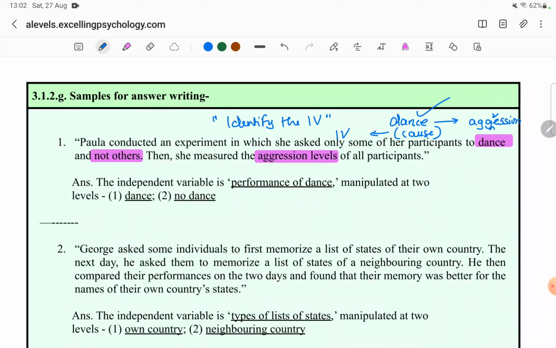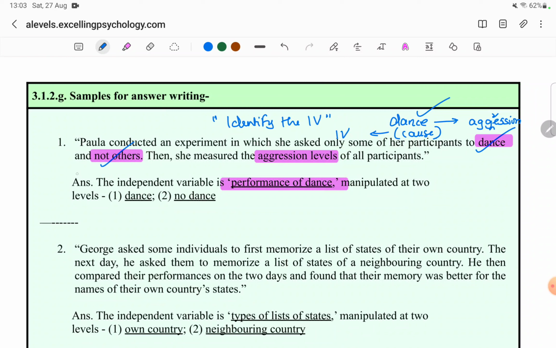What has she measured about dance? Has she measured the type of dance that participants were performing? Jazz or salsa? No. Has she measured for how long they were dancing? So were some participants dancing for a shorter period of time and some for a longer period of time? No. She simply measured whether they had been dancing or not dancing. So we can simply say she's measured performance of dance. And which are the different ways in which she has measured this performance of dance? She's measured it either as dancing or not dancing.